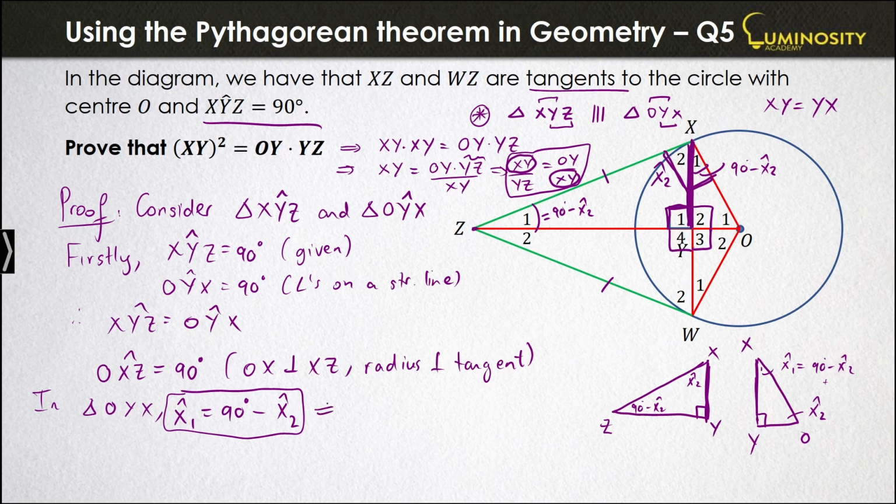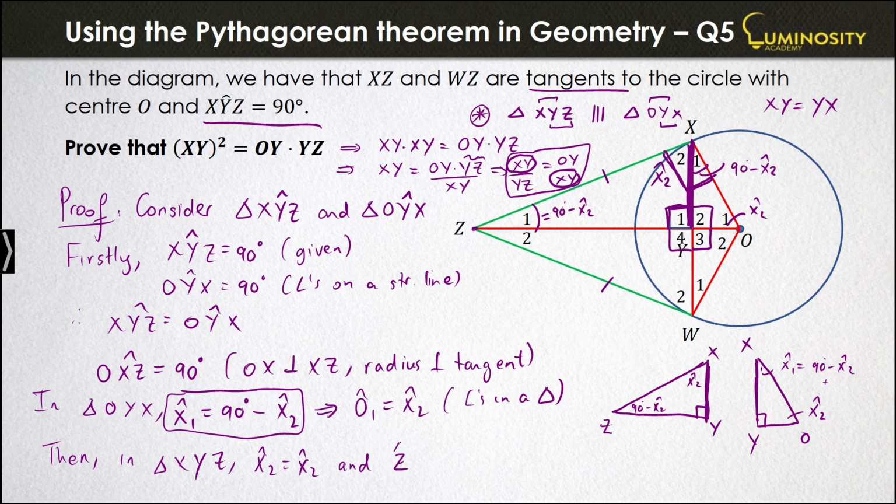So this implies then that angle O1 equals angle x2, this angle here. And the reason for that is angles in a triangle. They all sum to 180. And then in triangle XYZ, angle x2 is equal to itself, a common angle. And angle Z must be 90 degrees minus x2. That is angles in a triangle.